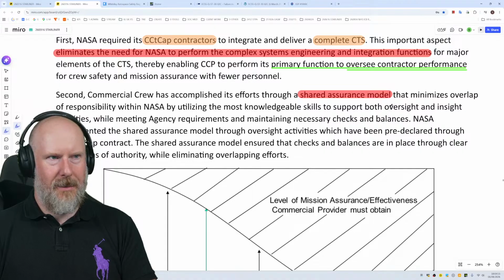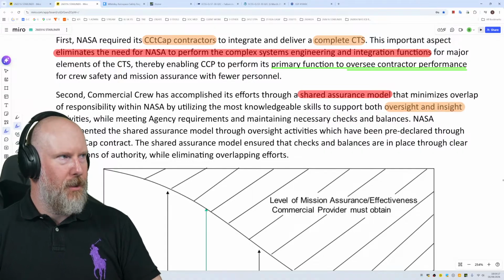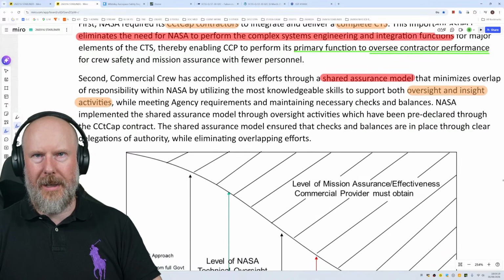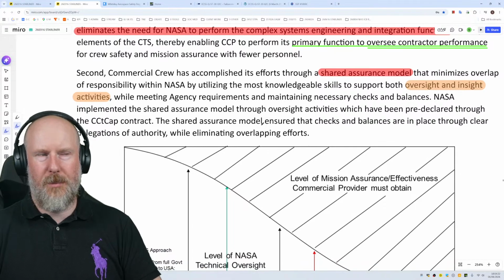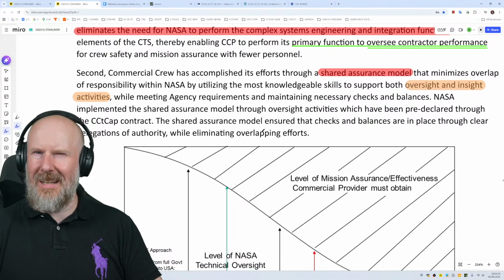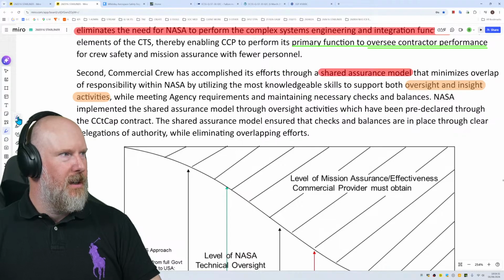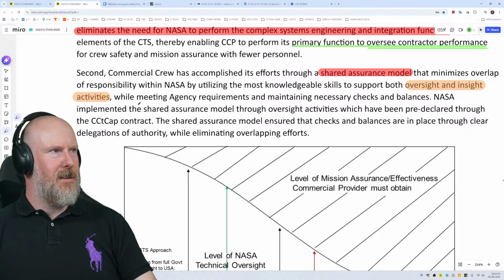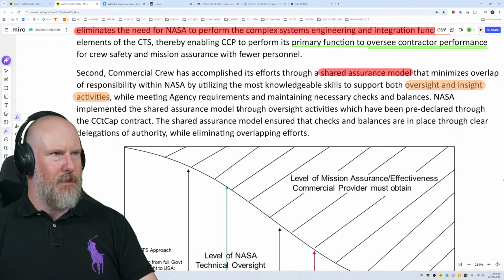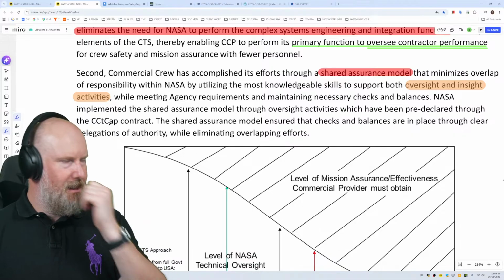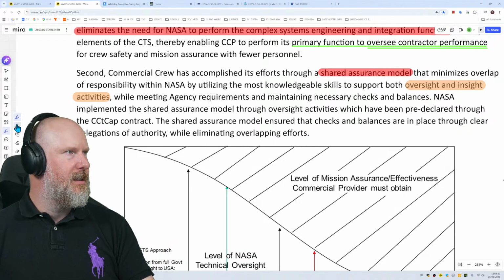Oversight and insight are different functions. They might require different people with different experience and capabilities. To provide oversight, you don't necessarily need all the technical detail, but to do insight, you certainly do need to have that technical experience. While meeting agency requirements and maintaining necessary checks and balances, NASA implemented the shared assurance model through oversight activities which had been pre-declared through the CCT CAP contract.